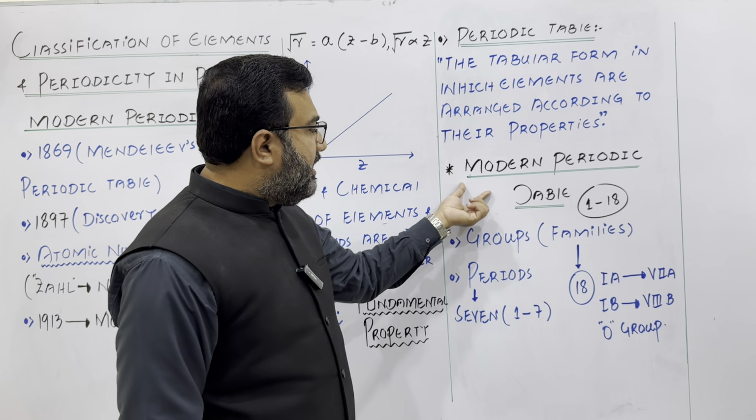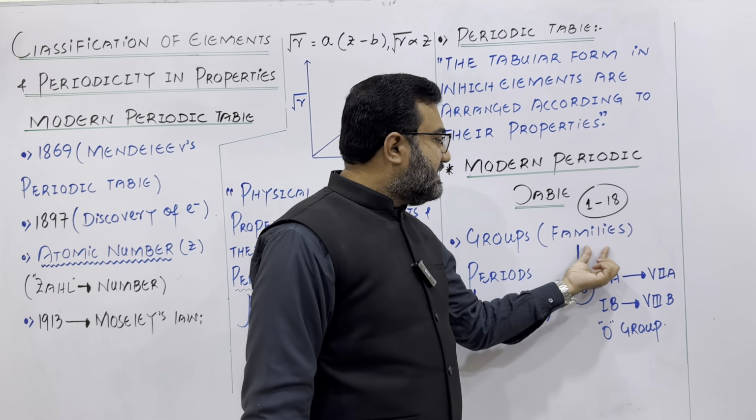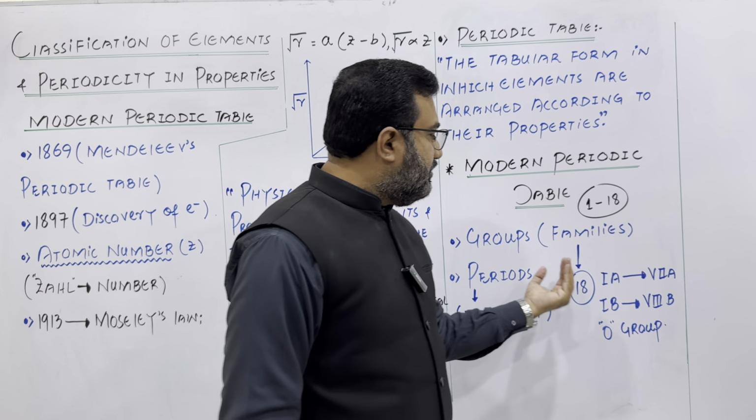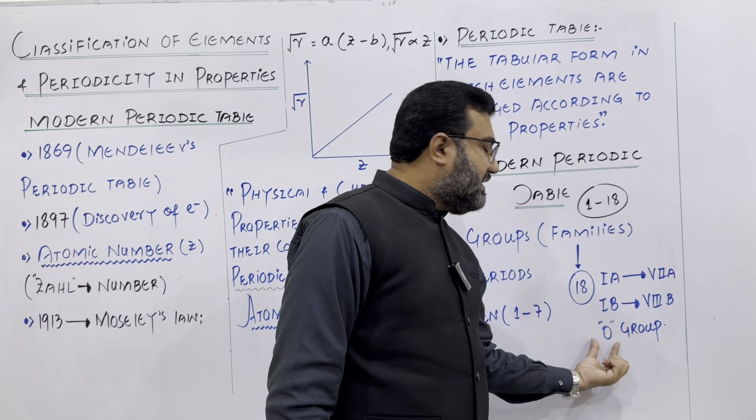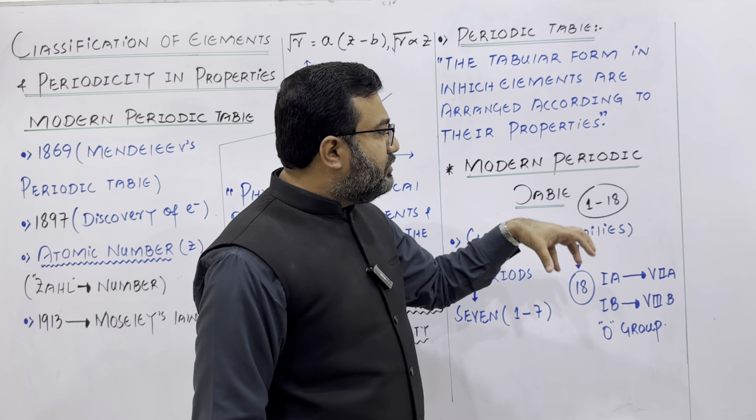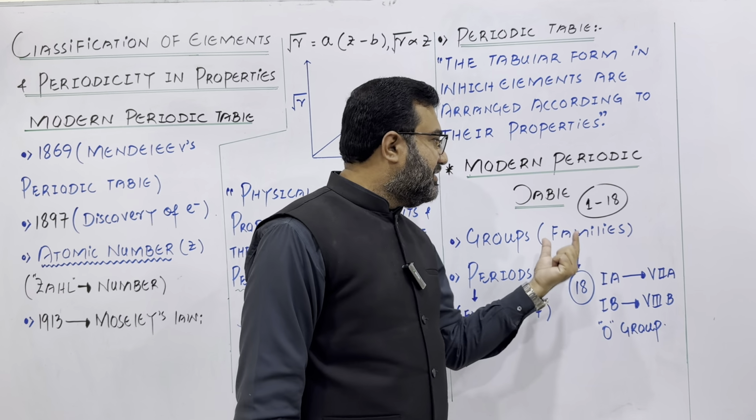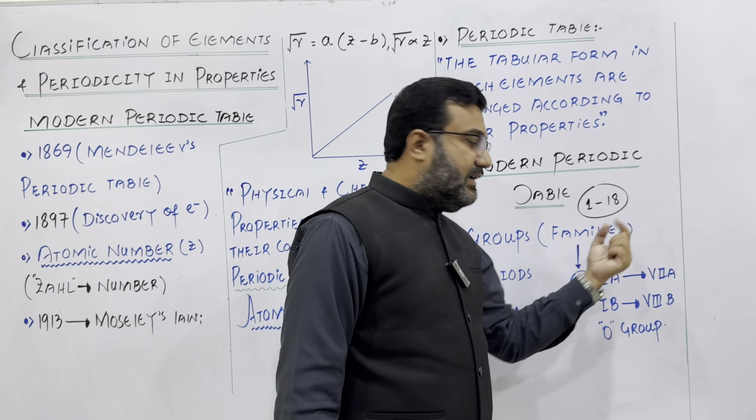Now in modern periodic table, we have vertical columns which are called groups or families. In the old system, there was a way to number these groups from 1A to 7A, 1B to 8B, and 0 group was used for the noble gases. But then, according to the recent recommendations of the International Union of Pure and Applied Chemistry, now the groups are numbered from 1 to 18.